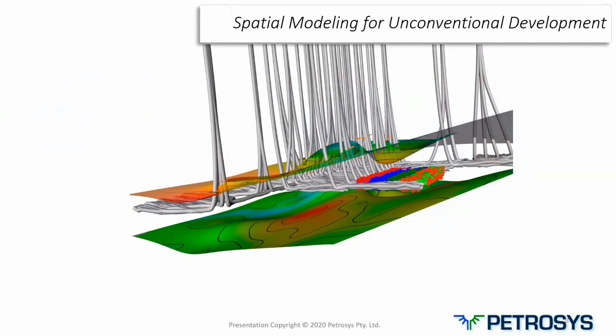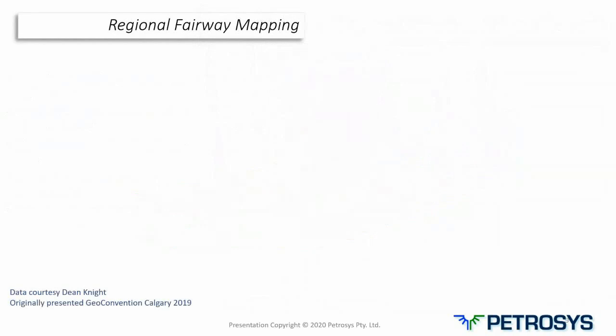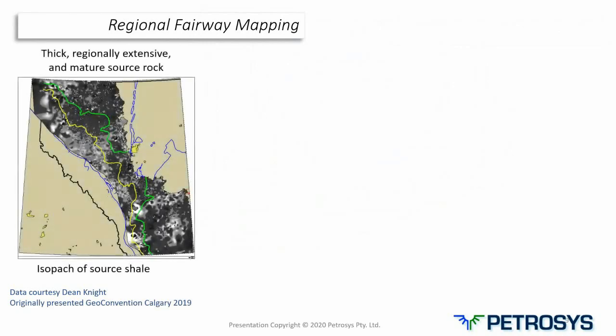And with that, I'll go into the spatial modeling for unconventional development. So you might begin with some regional fairway mapping. This is sort of a repeat from the video that went out before, but we'll go through it. Over the large area, you want to make sure that you have a thick, regionally extensive, mature source rock.